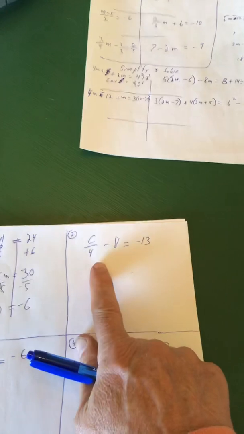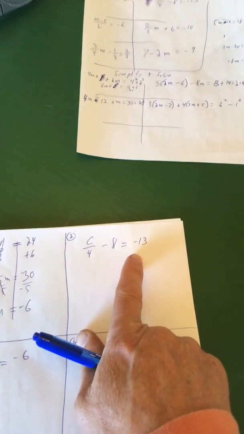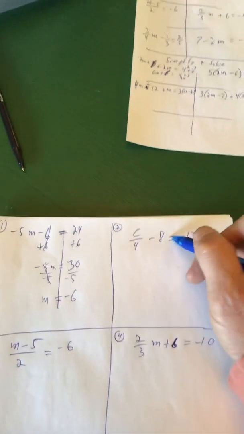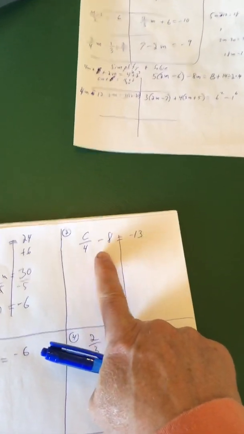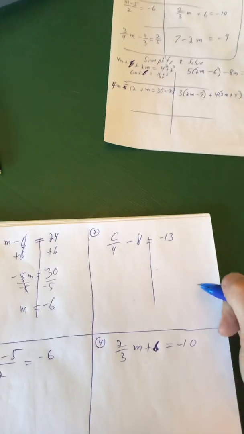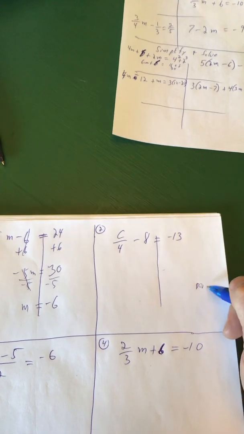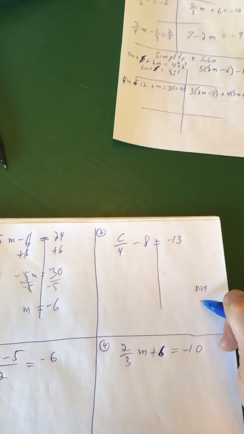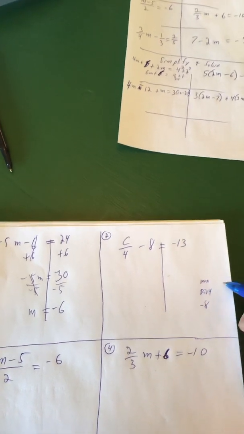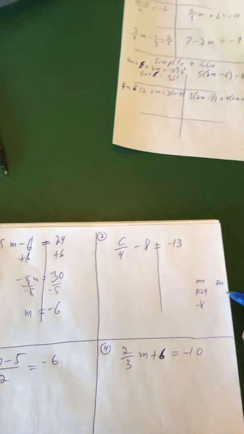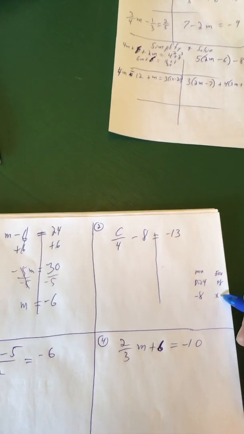So the second question is this one. C divided by 4 minus 8 equals negative 13. And if you're not sure what to do, just think about this. What's happening first to C? Well, first, aren't you dividing by 4, and then aren't you subtracting 8? This is in the morning. So in the evening, aren't you going to add 8 and then multiply by 4?